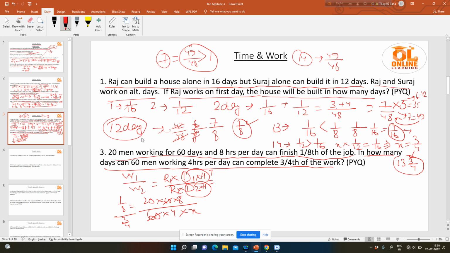60 will be cut. Okay, 4 twos will be 8, and on the other side 1 by 8 we can write as 4 into 8 into 3. We can write this as 20 into 2, 40 by x. 4 and 10 will be cut. Okay, then x is equal to 10 into 8 into 3. It would be 240 days. So they have to work for 240 days. Hope you have understood.